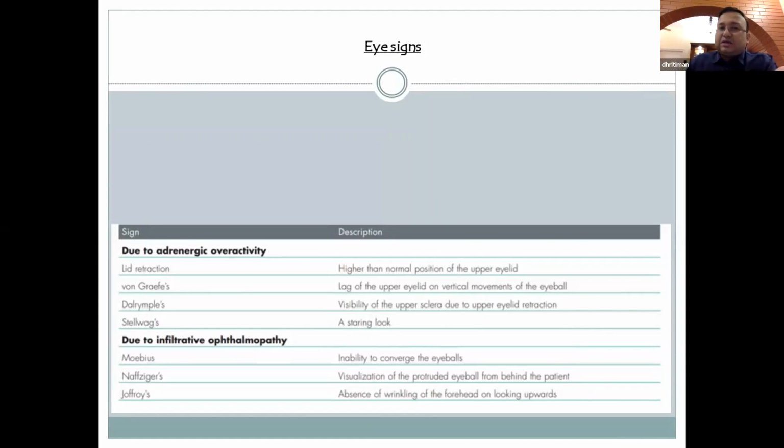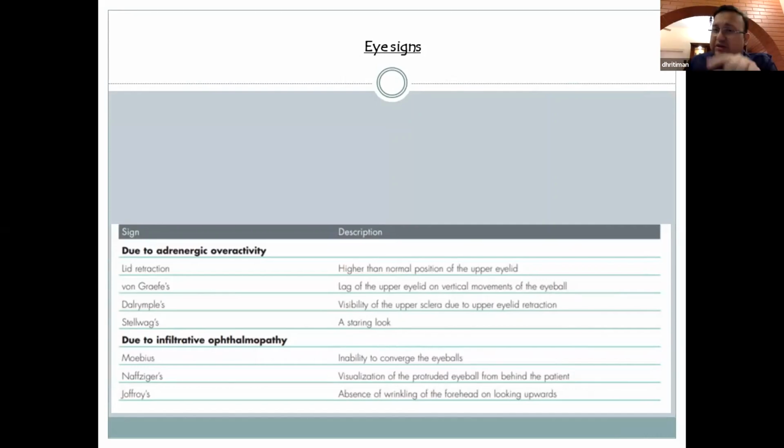And regarding this Naffziger's method of assessing exophthalmos, it is a bit subjective. So, Hertel's exophthalmometer is an instrument with which you can exactly quantify the amount of proptosis.